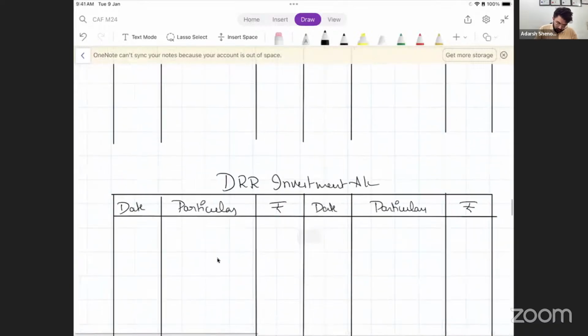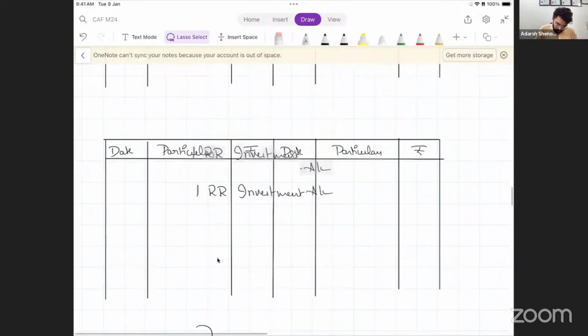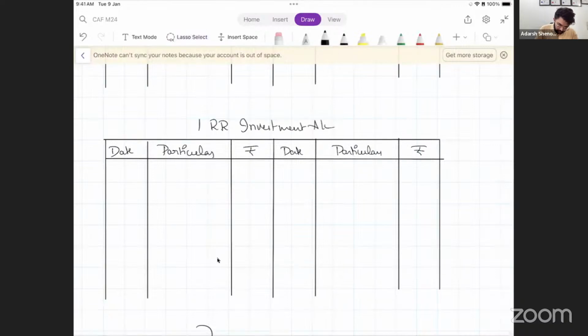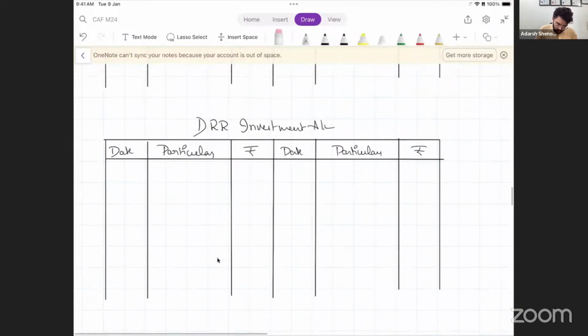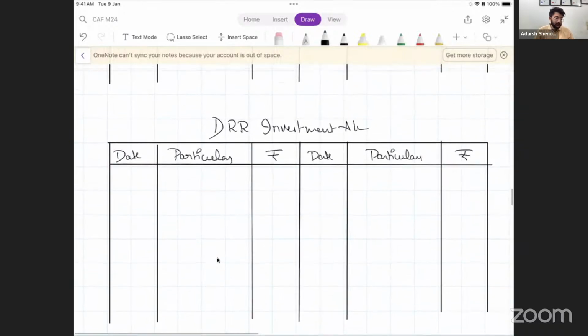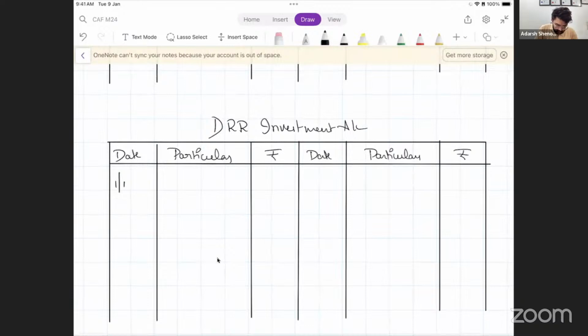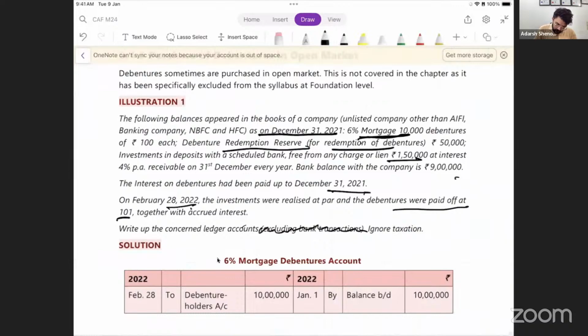Then DRR investment account. In this account, it will be an asset. This is an asset for his investments. So it will have debit balance 1/1/21, to balance brought down. How much is the investments? 1,50,000.